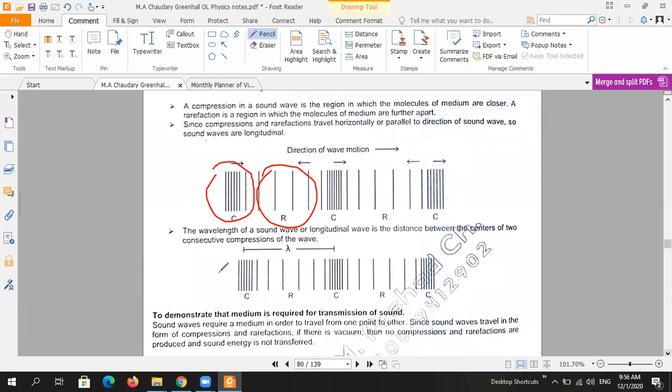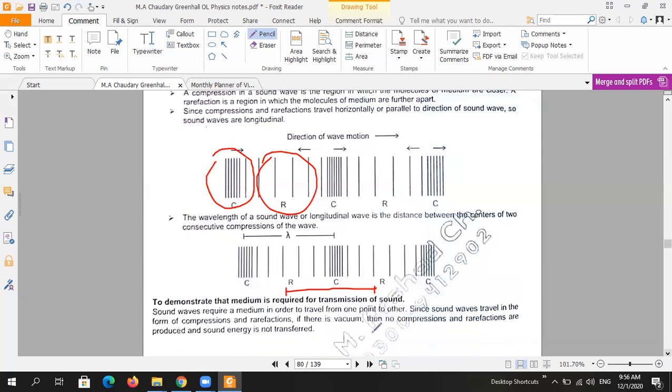So how do we find the wavelength of this sound wave? It is very easy. Just measure the distance between two successive compression points. Or you can also find this lambda by taking the distance between two successive rarefaction portions. Clear? So it means one compression and one rarefaction: the distance between these two points gives you lambda by 2, or half of the wavelength.